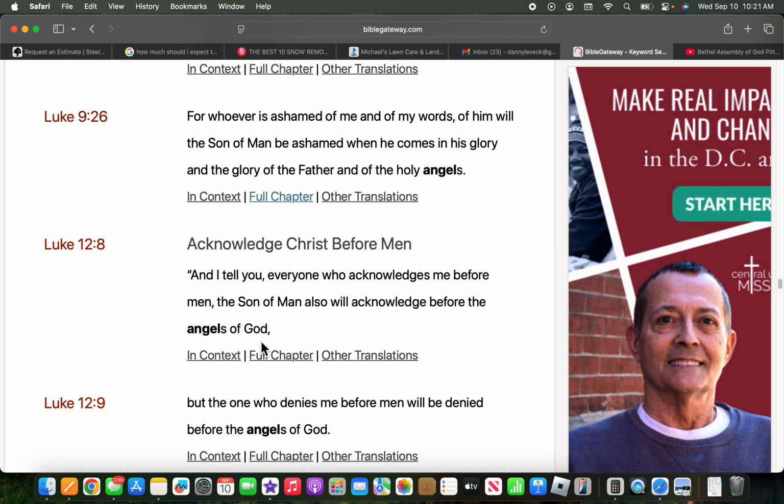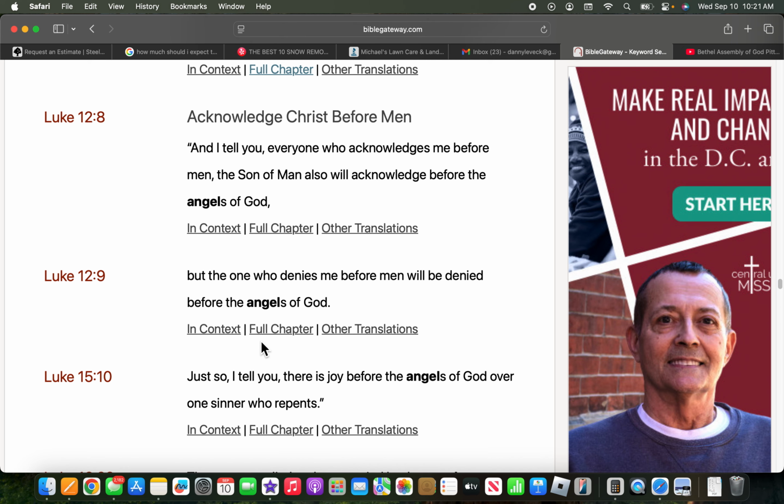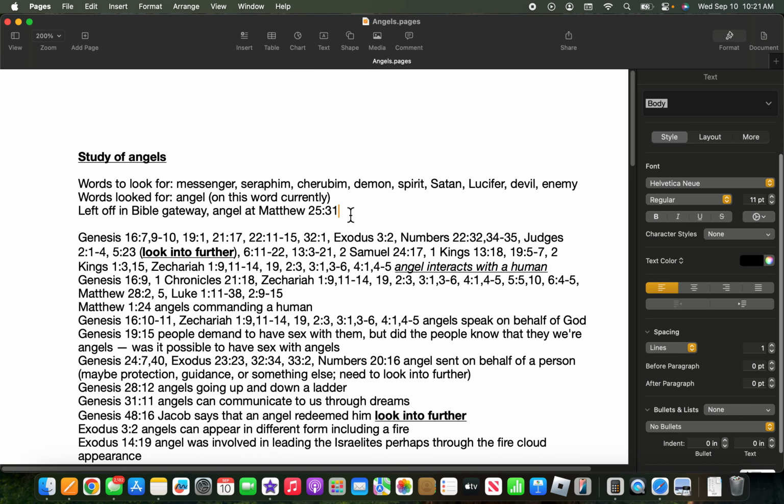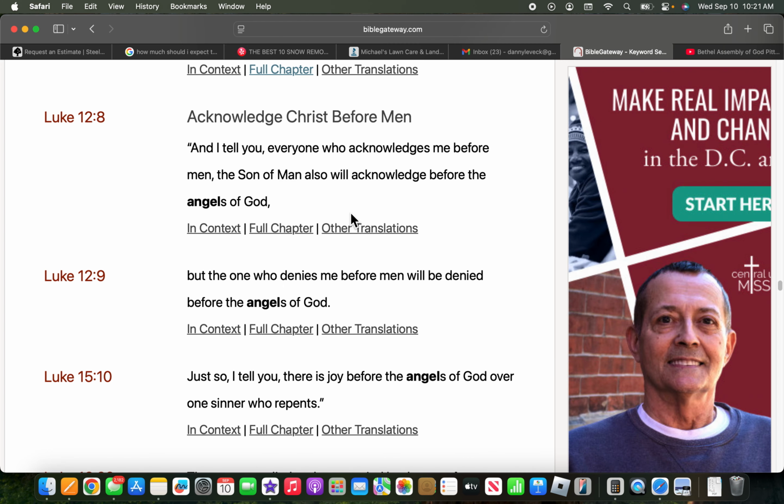Okay, and then we reached the 10-minute mark now, so I'm going to stop there. I'm going to note for myself I stopped off at Luke 12:8. Make that note so when I come back to it, I know where to pick up. Luke 12:8 is where I'll pick up.